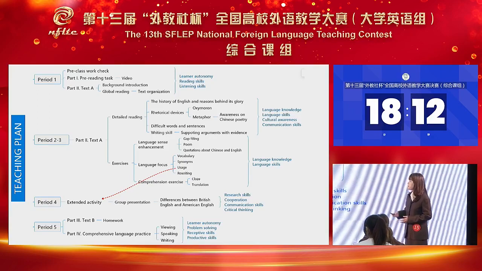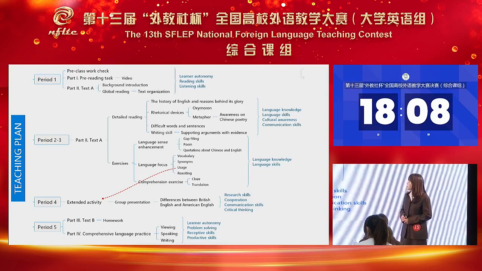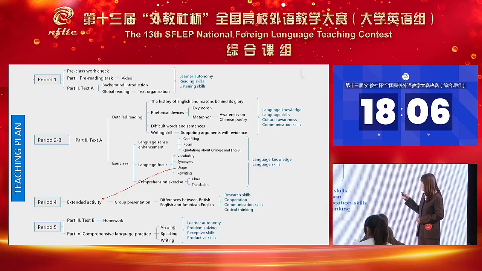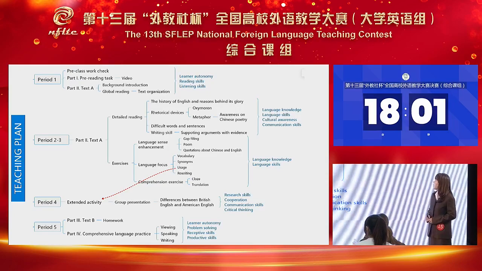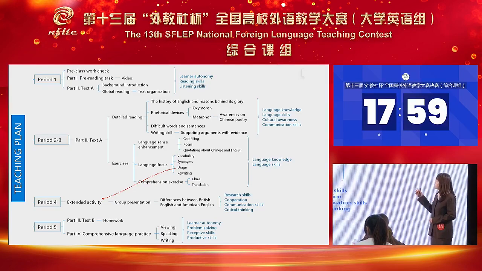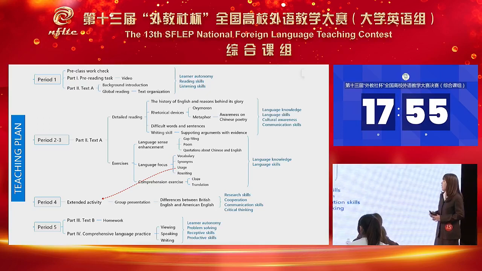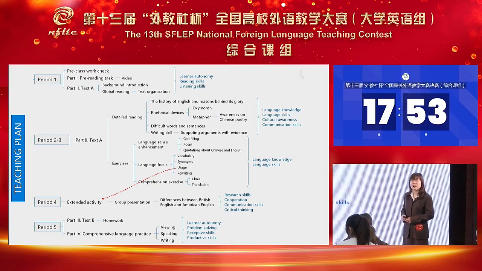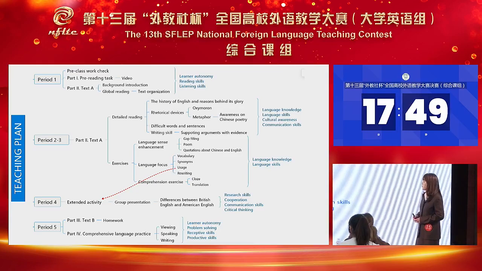Periods 2 and 3 are the detailed reading of text A, which includes the history of English and reasons behind its glory, rhetorical devices, difficult words and sentences, and also the writing skill. Exercises will be done after class. Assessment and feedback will be given in the class.